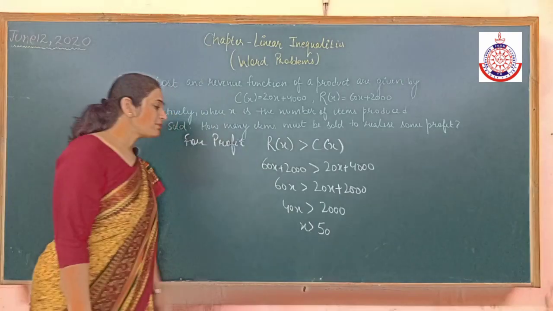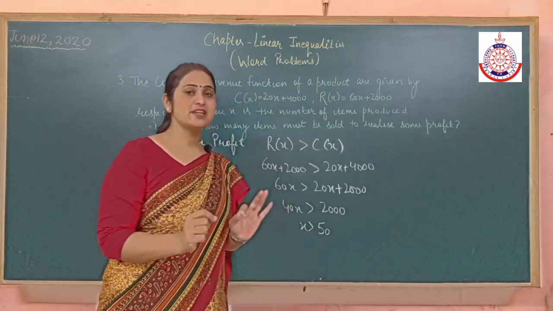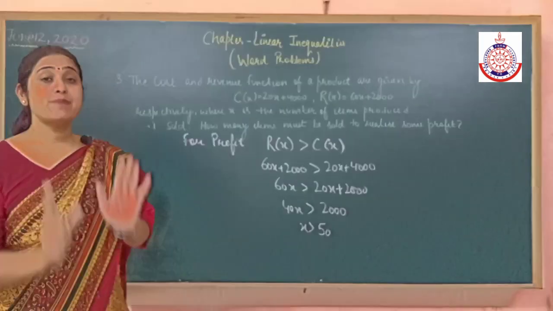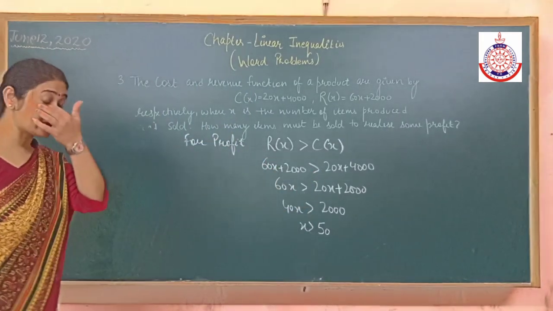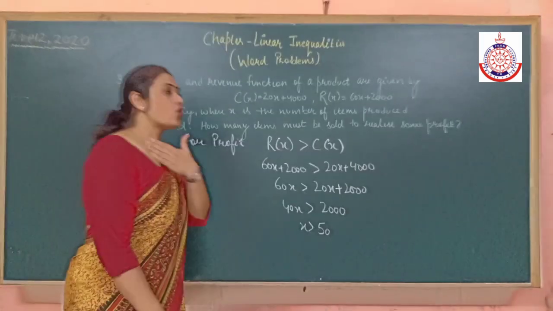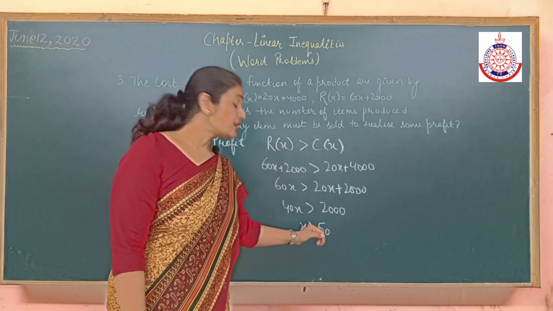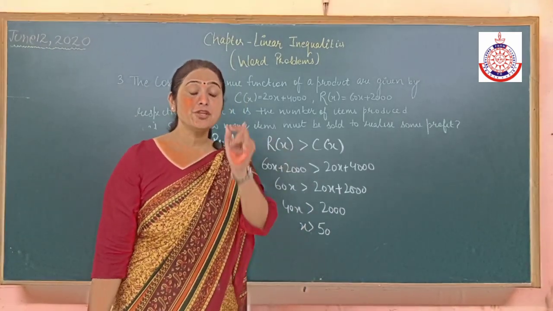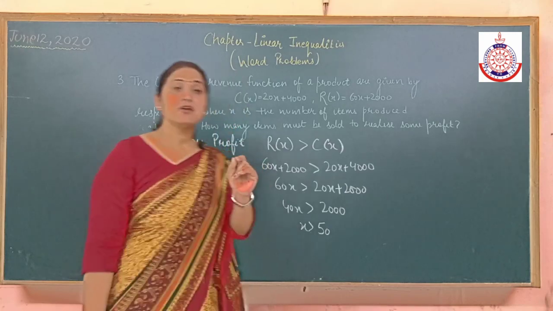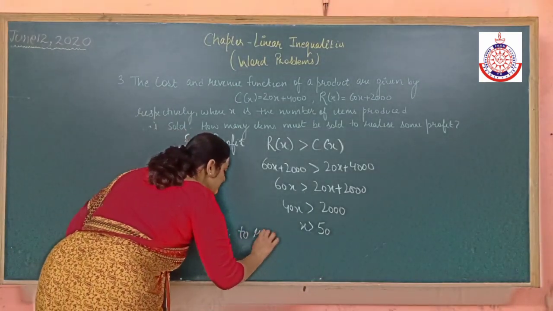Now children, just keep in mind, now we are not doing those steps which we did in the solution of linear inequalities, that you have practiced. So we are doing it directly. Alright, so x should be greater than 50. That means if we want to earn a profit, articles should be more than 50. Articles produced should be more than 50.